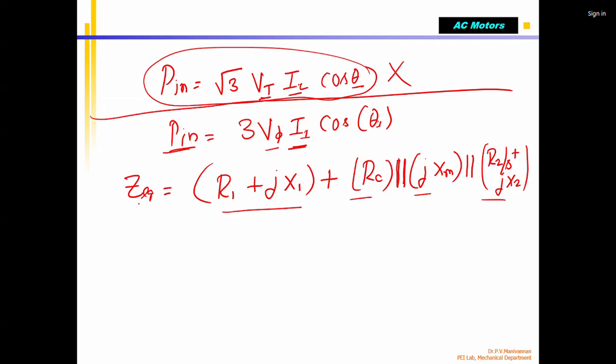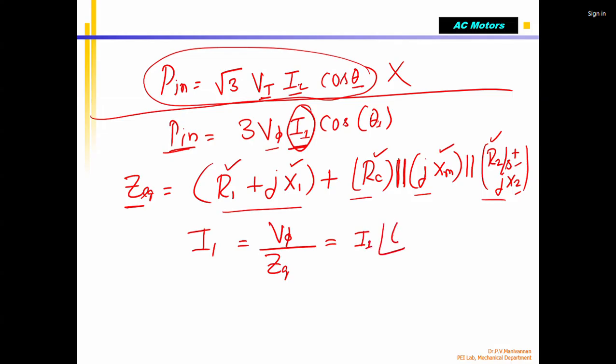Then once you compute this, what do you need? R_1, X_1, R_C, X_M, R_2, slip, and X_2: these parameters are given in the problem. Automatically you can compute Z equivalent. Once that is known, you can compute I_1. I_1 can be computed using V phase voltage divided by Z equivalent. Generally, it will be a magnitude with an angle. When you compute this, you will get theta 1.